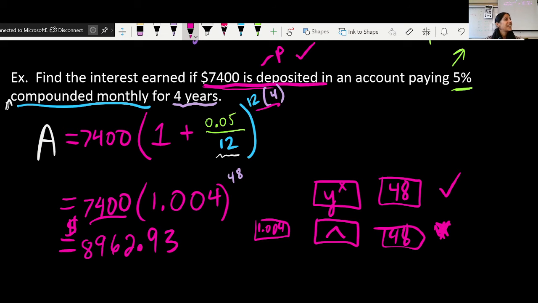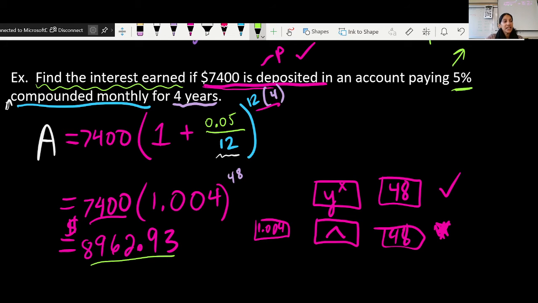But we actually haven't answered the question yet, have we? It says find the interest earned. Find the interest earned. What did we find here? What is that? Alex? Sorry? That's the total amount. So what's a smart way for us to just get the interest?